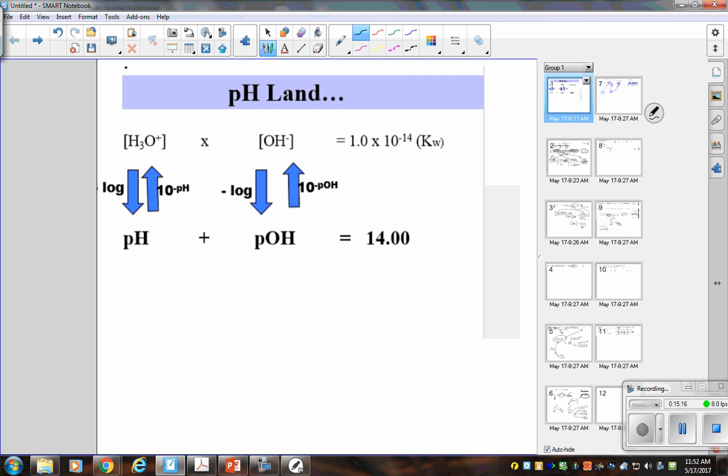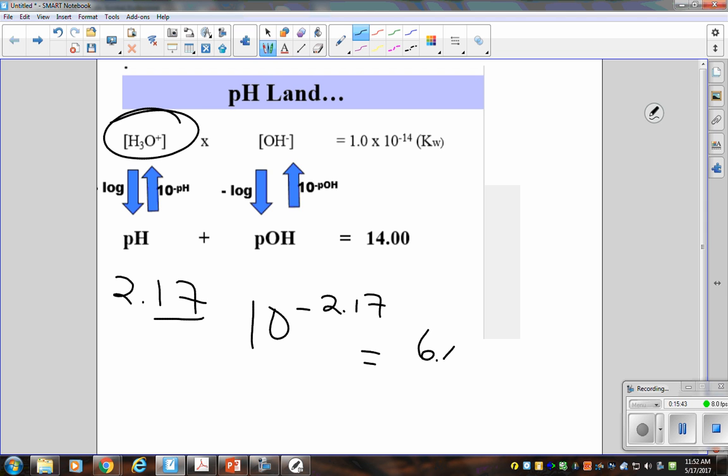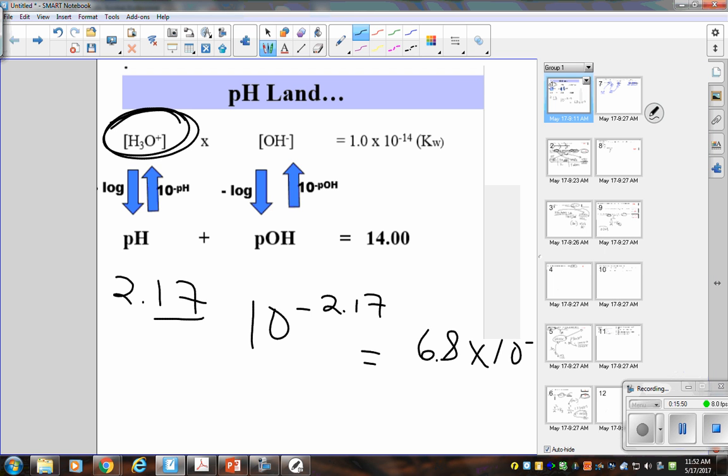This is 2.17. I need H3O plus. How do I get that mathematically? I just go 10 to the negative 2.17. So when I put that in my calculator, I'm going to go 10, 2.17, negative, and I get, boom, I'm going to get this. So my H3O plus comes out to be, since it's 2 decimal places, 2 sig figs, 6.8 times 10 to the negative third. That's my H3O plus. So if we go back to the problem, I just said it was 6.8 times 10 to the negative third.